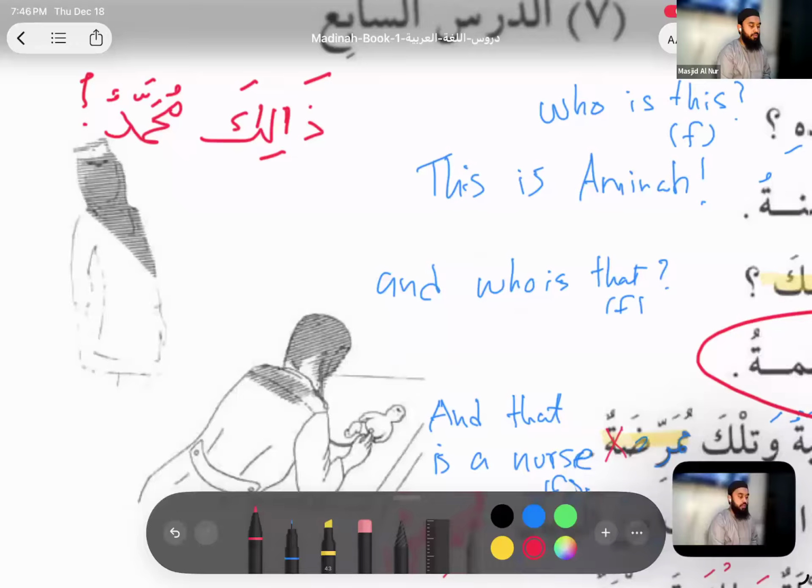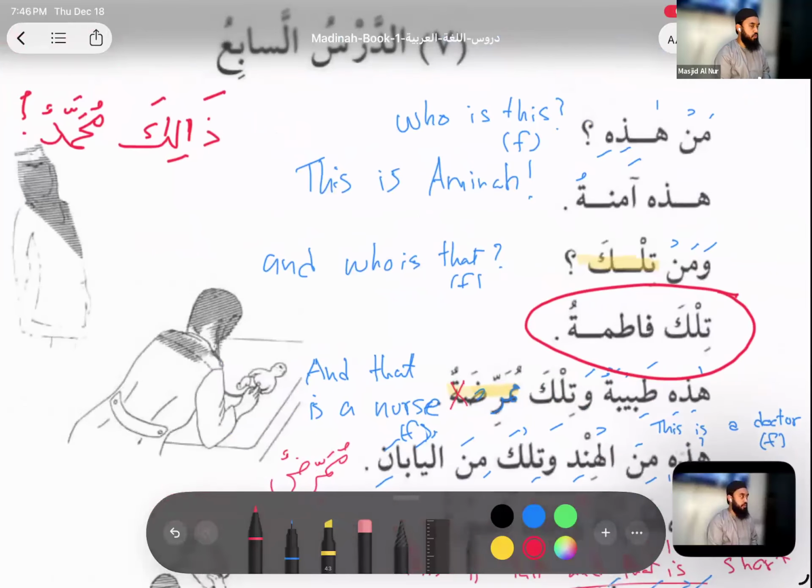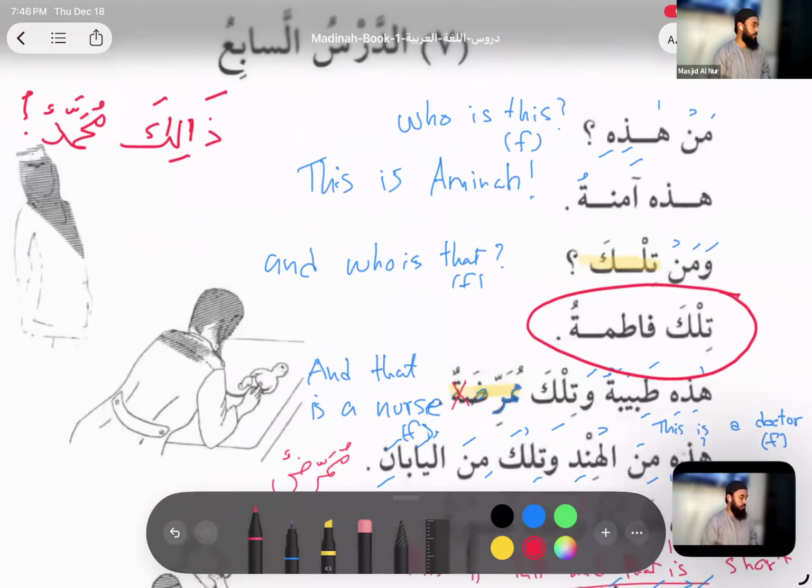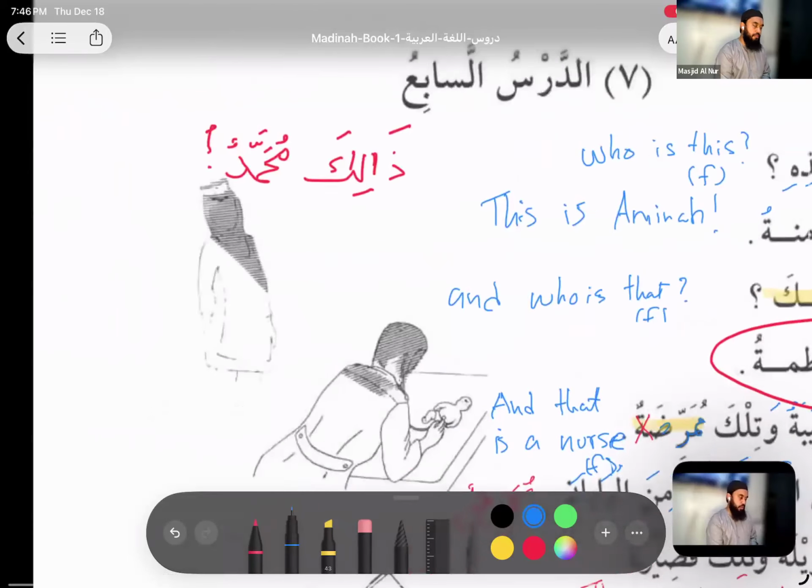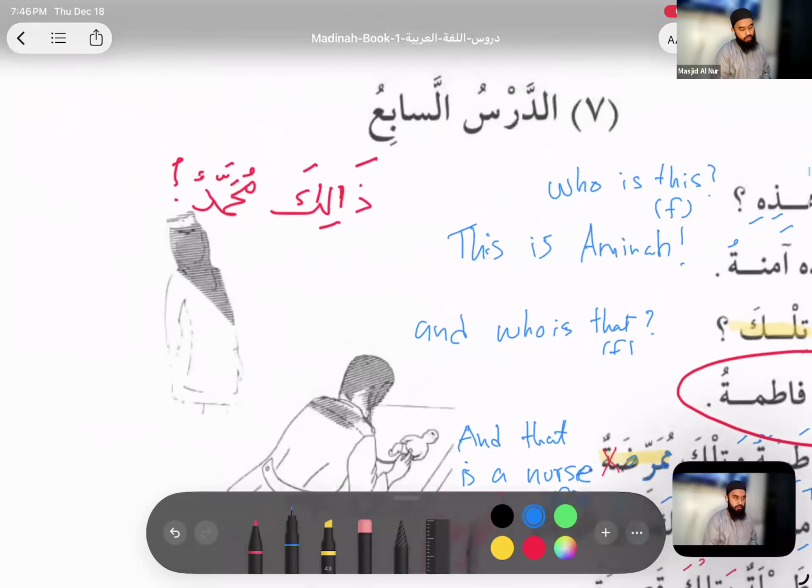What's the difference between ذلك محمد and تلك فاطمة linguistically? What difference do you guys see? One has a dhammatain, the other does not have a dhammatain. So you have to understand this. It's very important. Muhammad has dhammatain. Fatima doesn't have a dhammatain. It's a very important rule in Arabic.